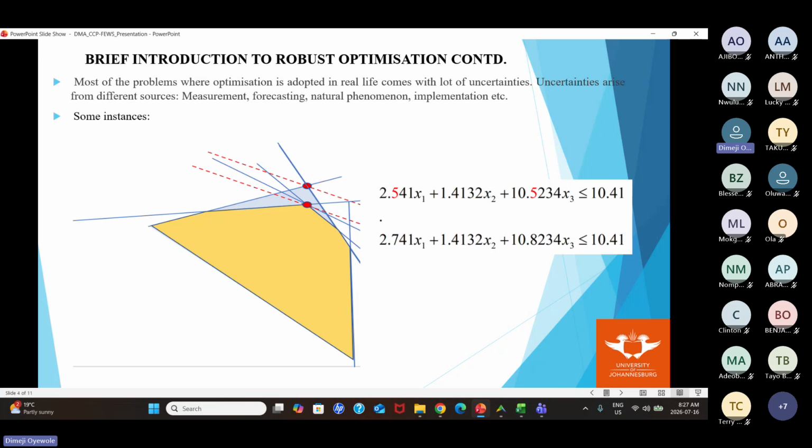And as humans, we are prone to errors, maybe error in measurement. Even the best forecasting techniques can have some errors. Natural phenomena, like the example we looked at the other time, which is energy from the sun and energy from the grid. It is possible that the amount of solar irradiation that you get yesterday is different from the one that you get today.